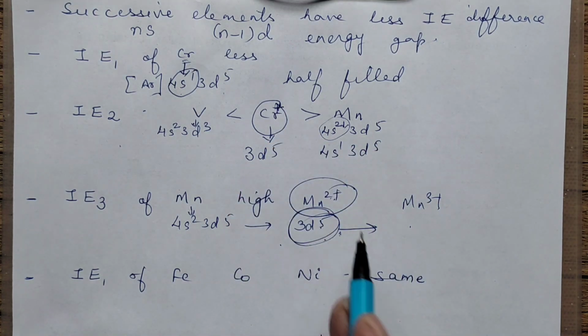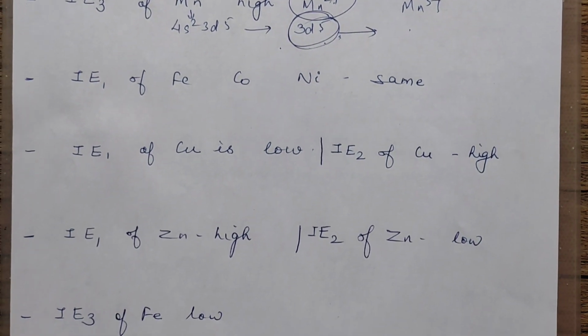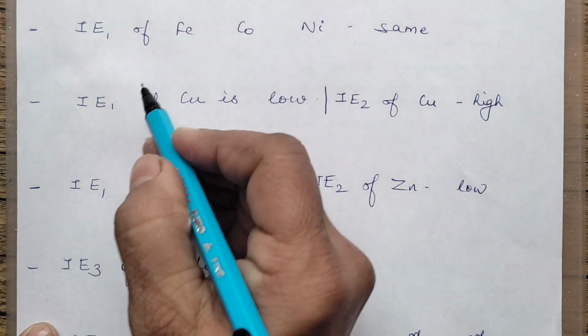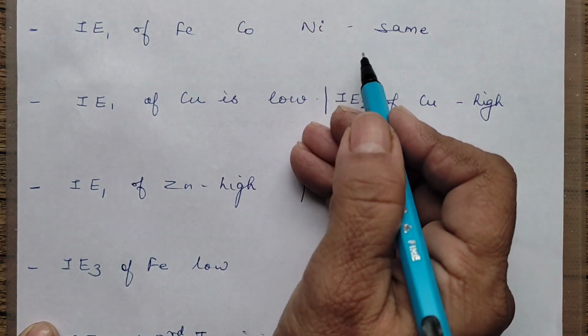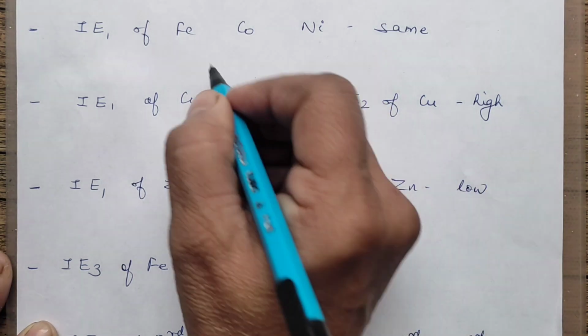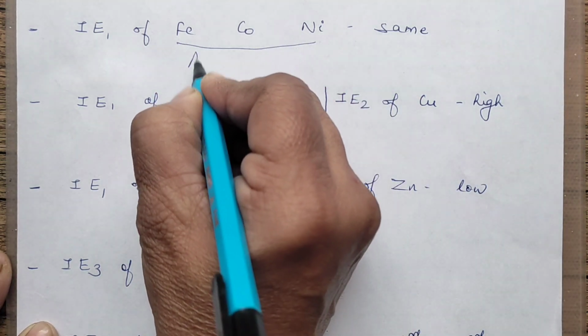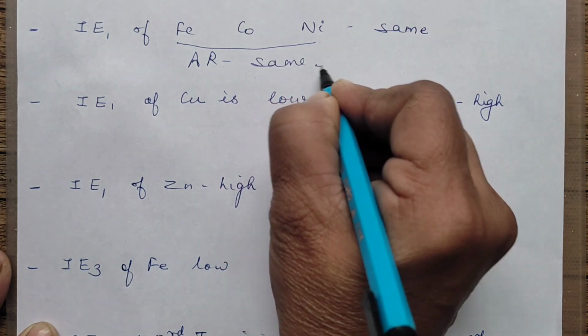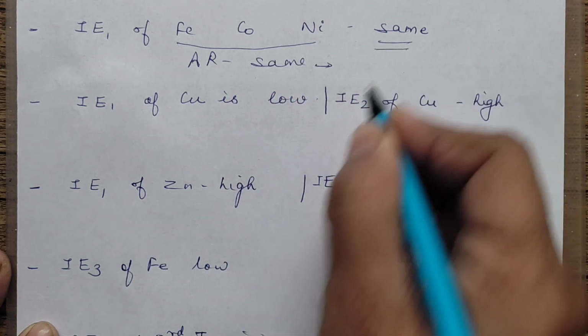Okay, so this cannot lose further because it is already a stable half-filled configuration. Now let's move on to the other set of questions. It says the first ionization enthalpy of iron, cobalt, nickel are the same. The reason being their atomic radii are the same. Same atomic radii, so their ionization enthalpies are also the same.